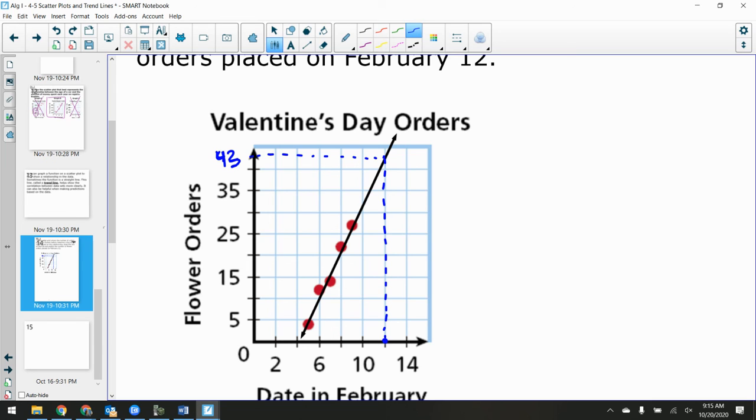Okay, and what did we do here? We predicted the future. We said, based on this trend, maybe I'm the owner of this shop, and I want to know how many flowers to buy. Maybe I can plot the points, graph the trend, and see where it's going to end up. That's going to tell me how many flowers to buy.